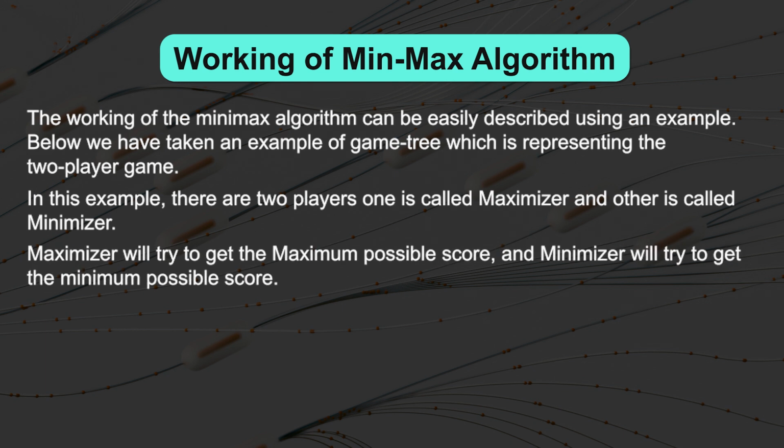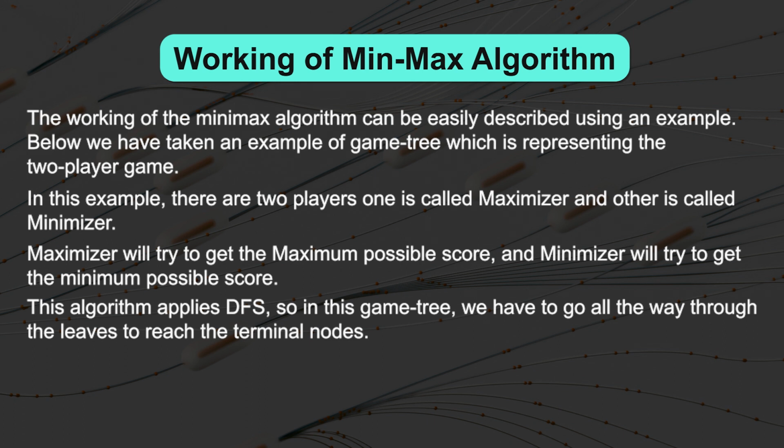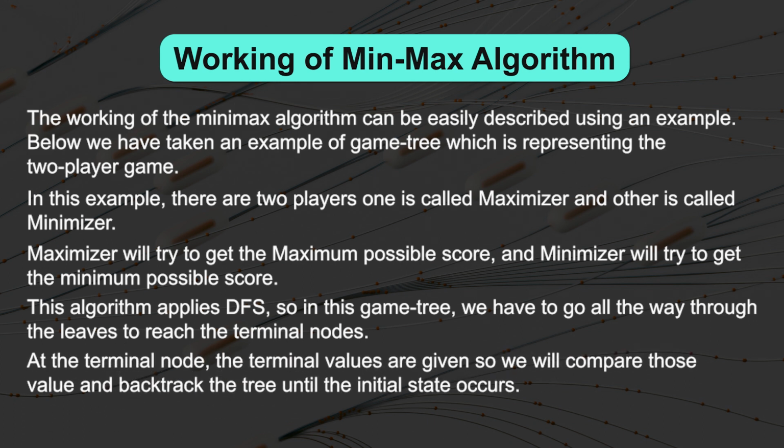Maximizer will try to get the maximum possible score and minimizer will try to get the minimum possible score. This algorithm applies DFS, that means depth first search. So in the game tree, we have to go all the way through the leaves to reach the terminal nodes. At the terminal nodes, the terminal values are given, so we will compare those values and backtrack the tree until the initial step occurs. Following are the main steps involved in solving the two-player game tree.